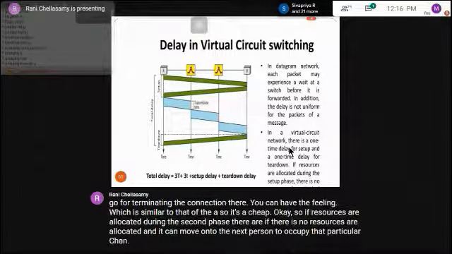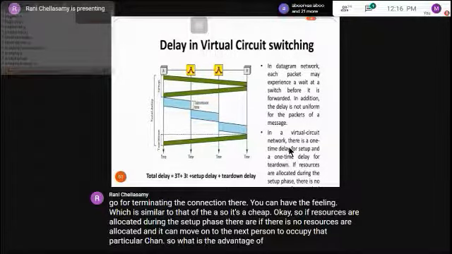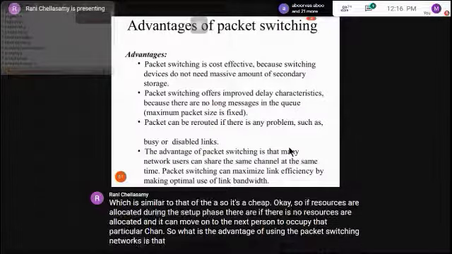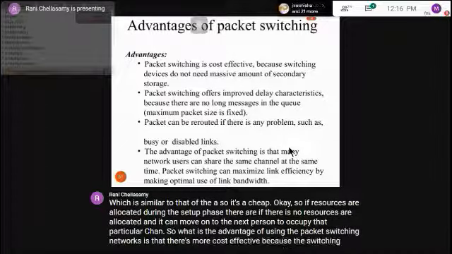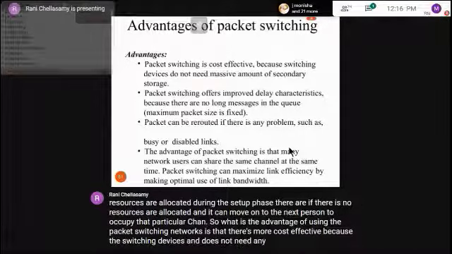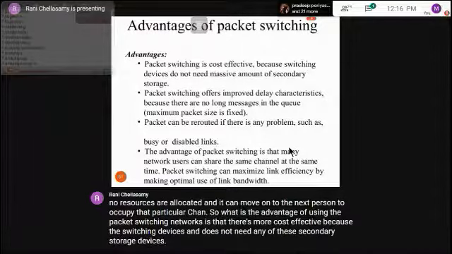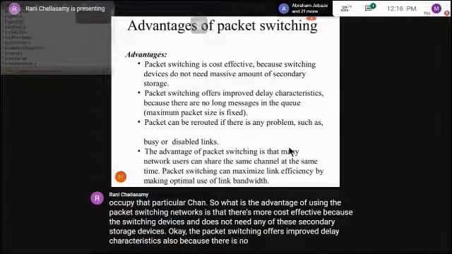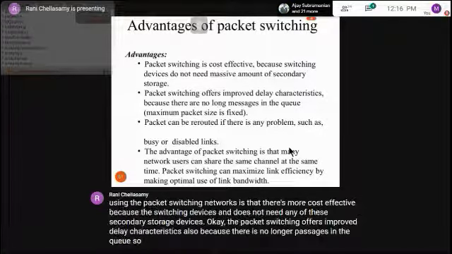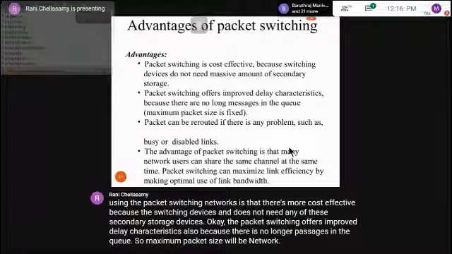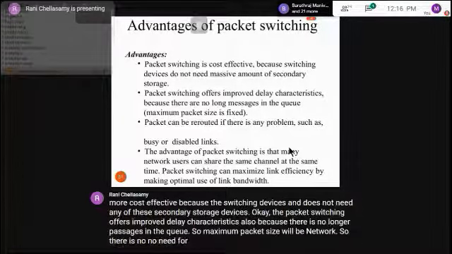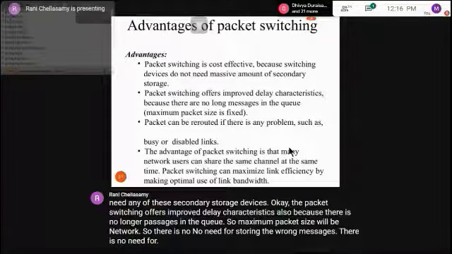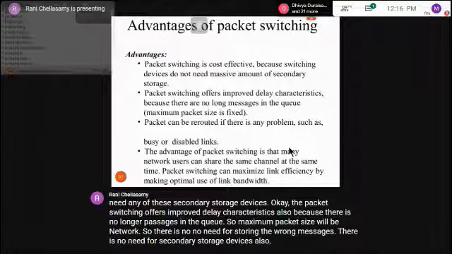Okay. So the advantage of using a packet switching network is that it is more cost effective because the switching devices do not need any secondary storage devices. Okay, packet switching offers improved delay characteristics also because there are no long messages in the queue. So the maximum packet size will be fixed by the network. Okay. So there is no need for storing long messages. There is no need for secondary storage devices also. So no delay.